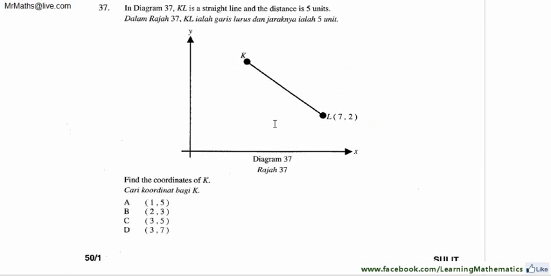37. In diagram 37, KL is a straight line. It's a graph. And the distance is 5 units. Find the coordinate K. 5 units. Okay. Because there is no other clues given. It does not tell us what is the coordinate of X or what is the coordinate of Y. Then we need to go and test one by one.